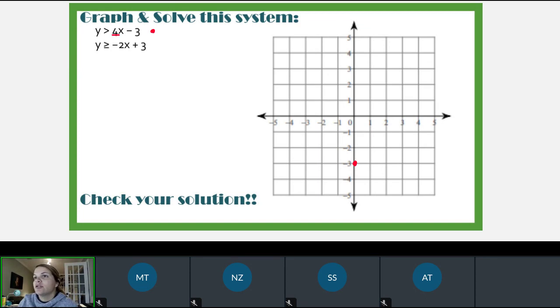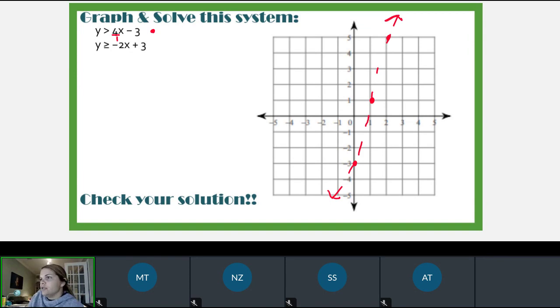Now I'm going to use my slope, which is up 4, 1, 2, 3, 4, and to the right 1. I like to go a couple points, especially since we're shading, because we might have to go a few more points till we get an overlap. I'm going to put a dotted line through this because of my inequality sign. It was strictly greater than.